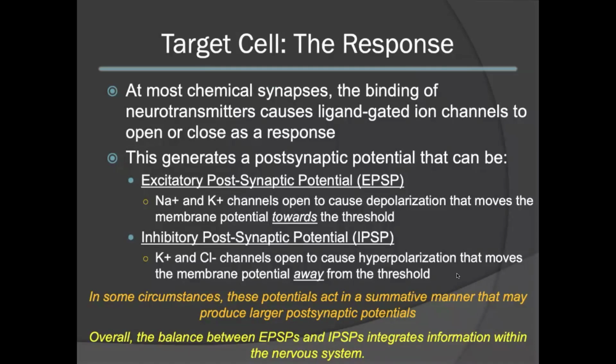At most chemical synapses, the binding of the neurotransmitter to the target cell membrane causes ligand-gated ion channels to open or close. This results in a postsynaptic potential that can either be excitatory or inhibitory. If the potential is excitatory, this is caused as sodium and potassium channels open. This will cause a depolarization event that moves the membrane potential towards the threshold, thus it is getting less negative. In an inhibitory potential, potassium and chloride channels open. This will cause a hyperpolarization event that moves the membrane potential away from the threshold, thus makes it more negative.